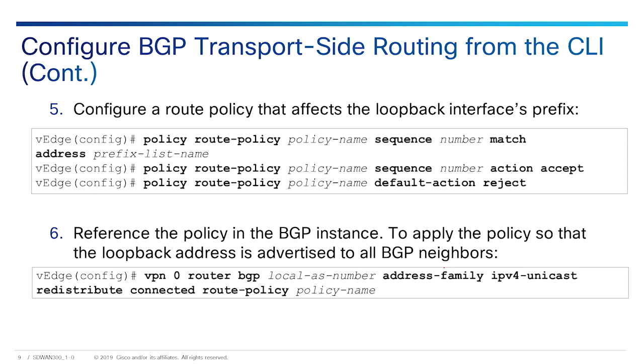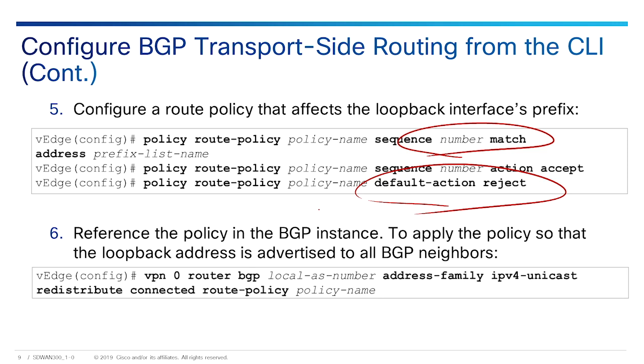And then we create a route policy to affect that loopback interface's prefix, right? Because we want to make sure that we advertise the loopback, so we want to match that, but we want to reject everything else. Remember, we're only trying to advertise the loopback's prefix. Okay? And then if we want to, we can apply that to only a specific neighbor. The loopback is advertised to all neighbors, and we can also block it to specific neighbors as well. Okay?